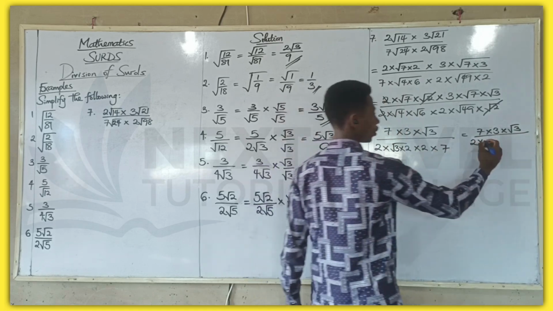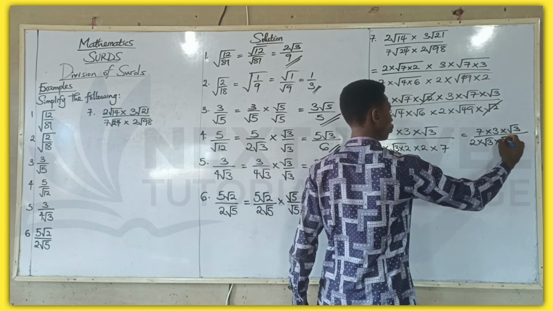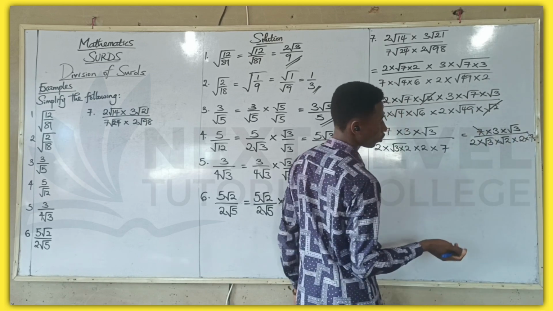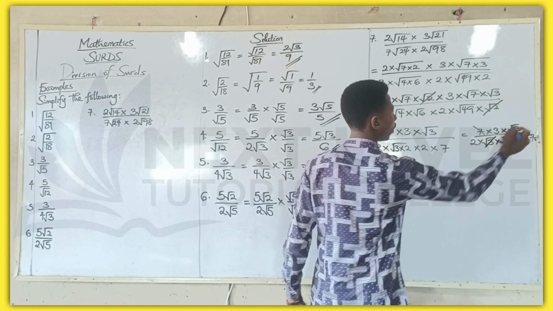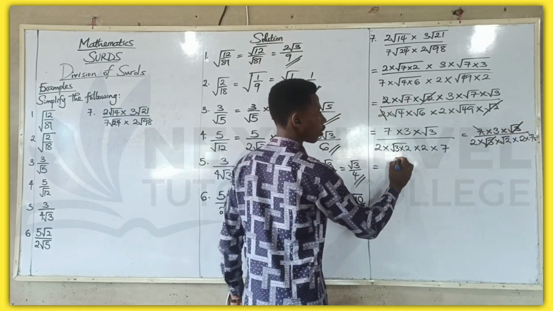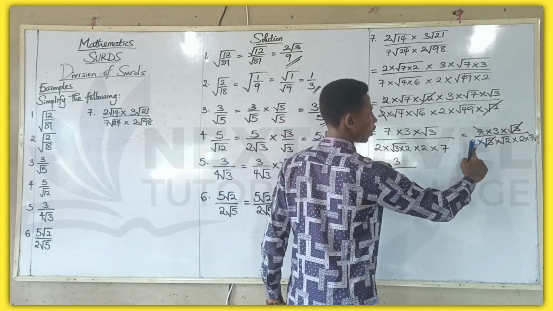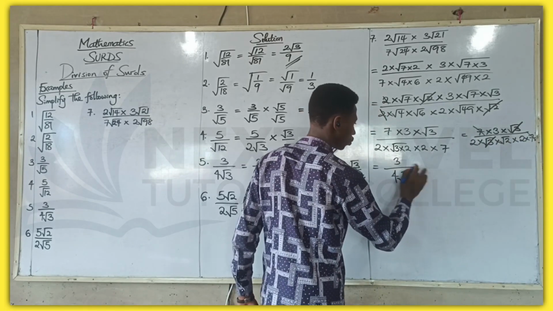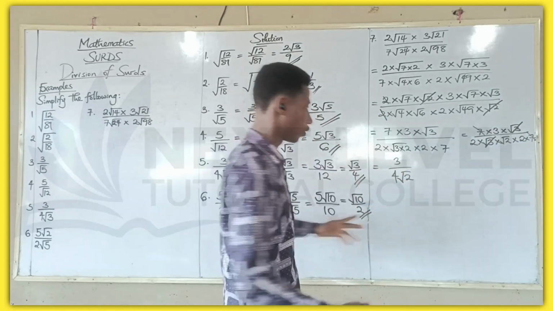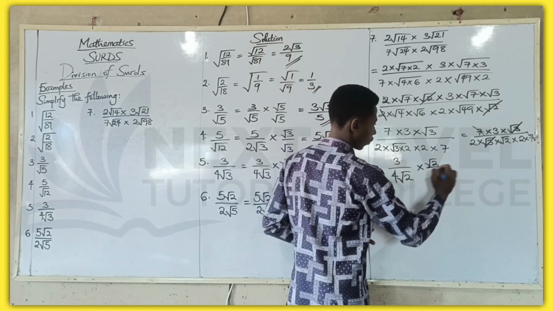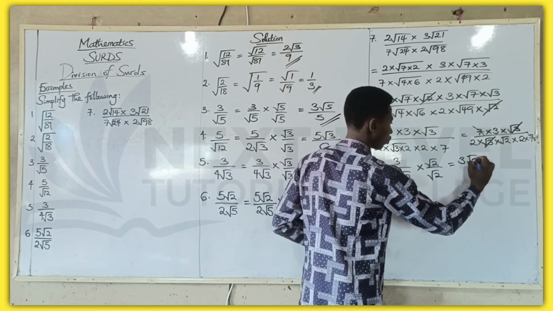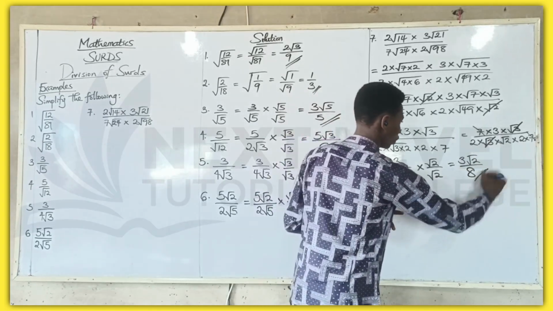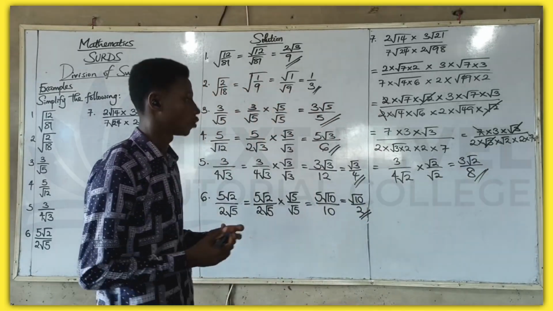I can separate this root 3 times root 2 times 2 times 7. So 7, 7, I can cancel that out now. I have root 3 here, I have root 3 here, I can cancel that. So I have 3 divided by, here I have 2 times 2, 4 times root 2, 4 root 2. So we are left with this. We can now rationalize times root 2 over root 2. That is 3 root 2 over root 2 times root 2. 2 times 4, 8. That is the answer to the question.